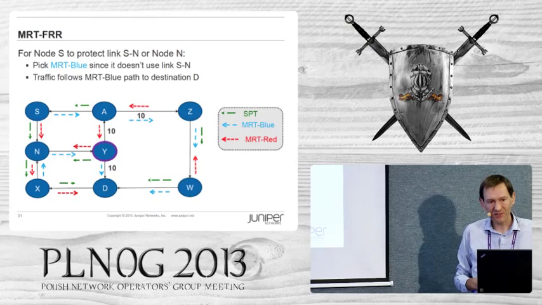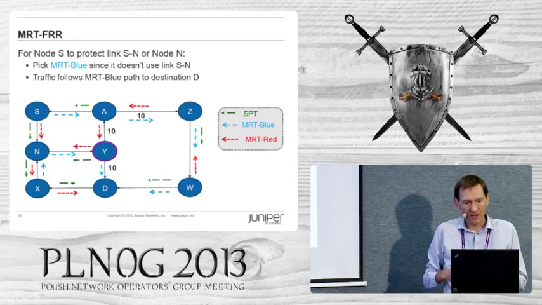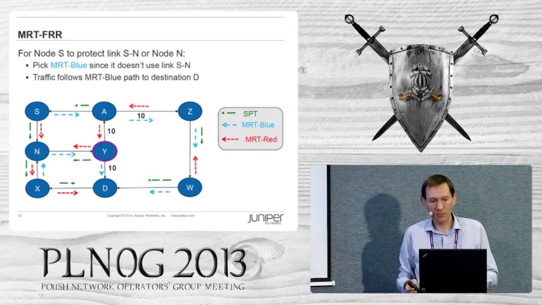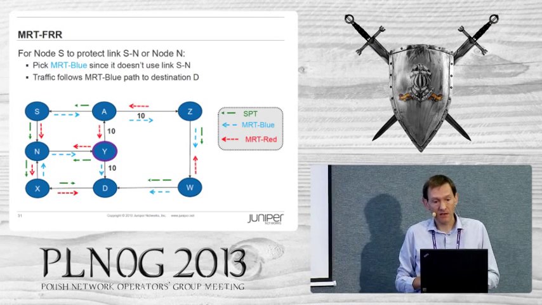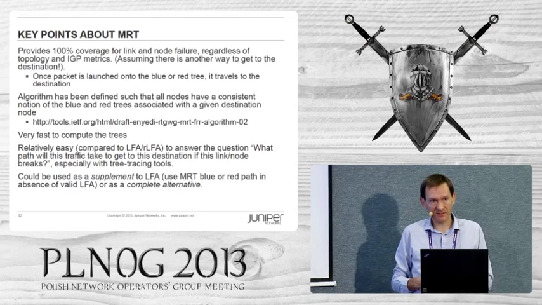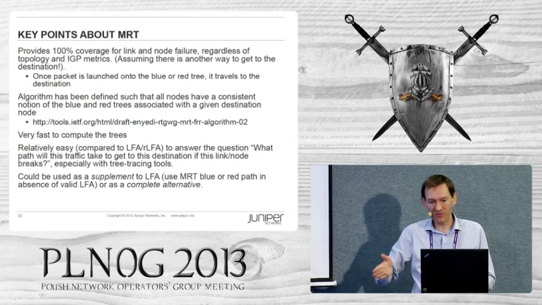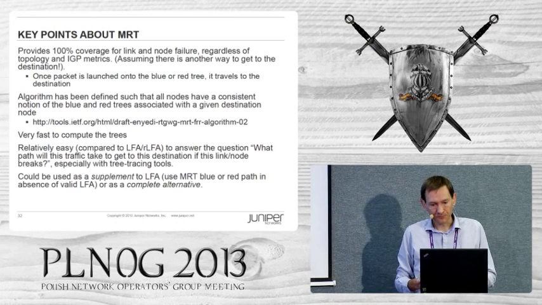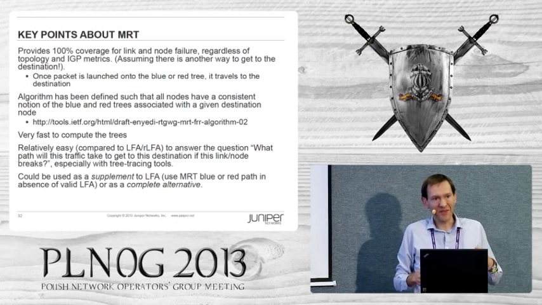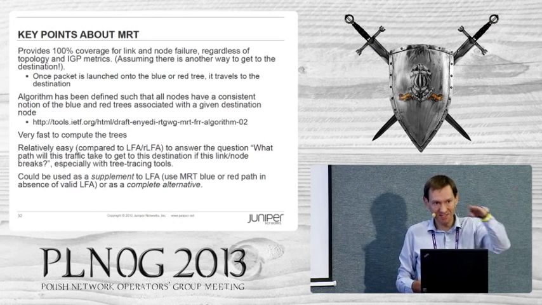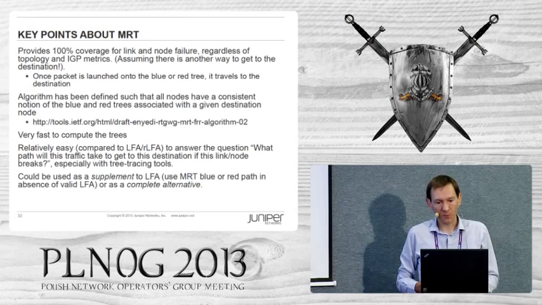Now, some interesting facts about the MRT. In fact, it provides 100% coverage for link and node failure, regardless of the topology and the IGP metrics, assuming there's another way to get to the destination, which normally there is. And so once the packet is launched onto the blue or red tree, it travels to the destination. Now, of course, each router in the network has to have a consistent notion of what is the red tree and what is the blue tree. They have to be consistent for the packet to actually successfully reach the destination along one tree or the other.